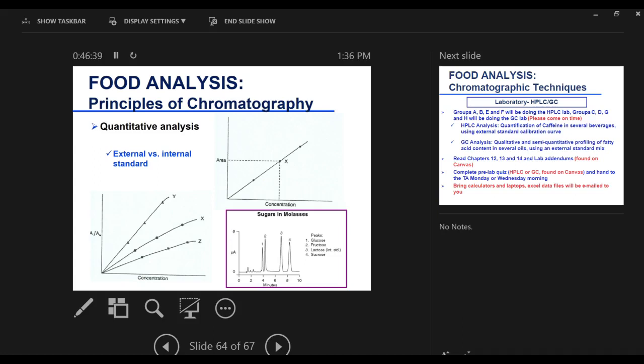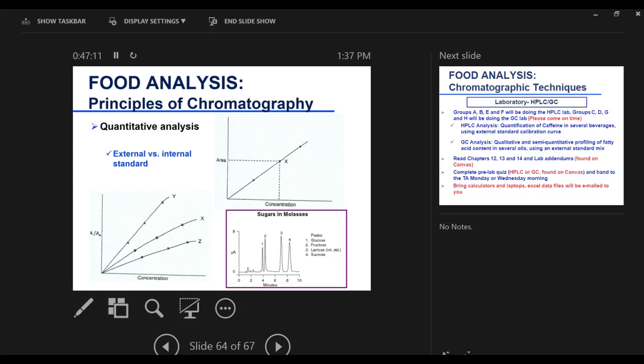If you're injecting onto your GC or onto your HPLC and there is an injection error, especially manual injection, the error will also be applied to the internal standard. Then when you correct for that, your values will be more precise and more accurate. Okay. So the internal standard goes in all of your standards and in all of your samples. It should not co-elute with any of your components.